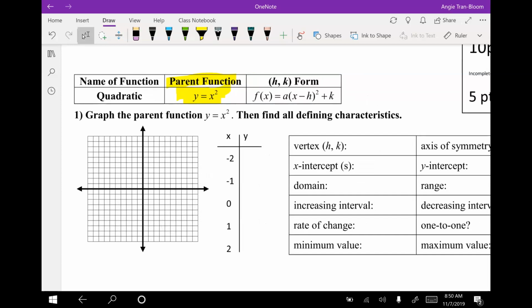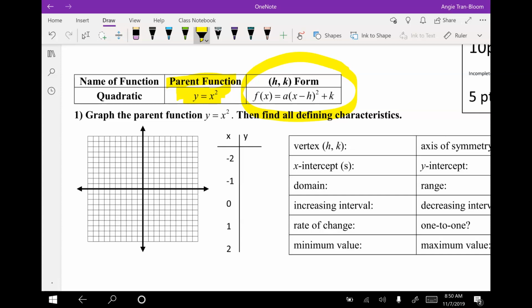What was the parent function for the absolute value? Y equals absolute value of x. Okay. Now let's look at the HK form. Can you guys see that it's super similar to the HK form of the absolute value? Yeah, it's still f of x equals. You still see an A value in there? Yep. You see an H value in there? You see a K value in there? Yep. Except it's squared versus an absolute value.